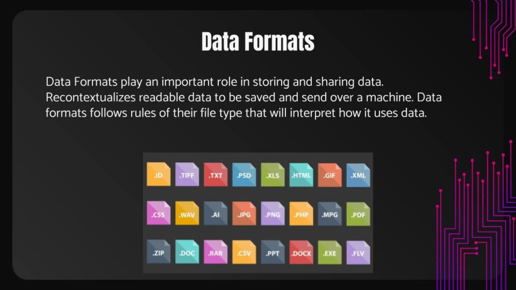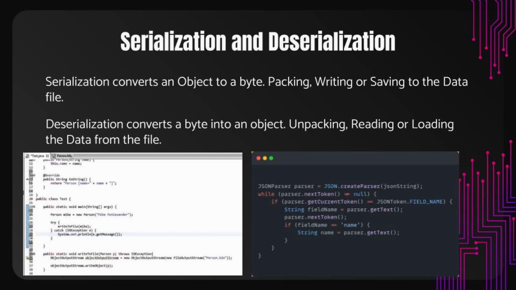Data formats follow rules for how they will be read, interpreted, and used. This is important to make files readable and have manipulatable data between humans and machines. Serialization will save data by converting from an object to bytes to a machine-readable file. Deserialization will break down data by converting from bytes to an object to unpack or load information from a file.